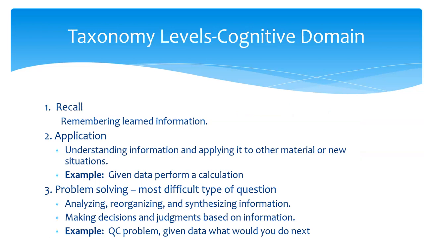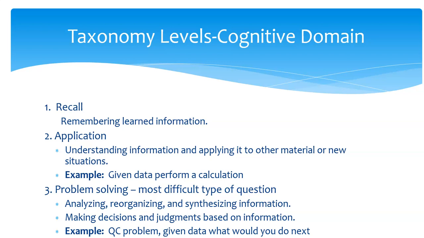So let's discuss the taxonomy levels in the cognitive domain. Cognitive is your brain, recall, everything that you pull from there, versus psychomotor, which is things you do with your hands. So recall is remembering learned information. So you're given a picture of a cell, and what is this cell? So very, very basic, relatively easy, although some recalls can be difficult. Application, number 2, is understanding information and applying it to other material or new situations. Given the data, perform a calculation. So here's a hemocytometer, these are the counts, calculate the number of cells.